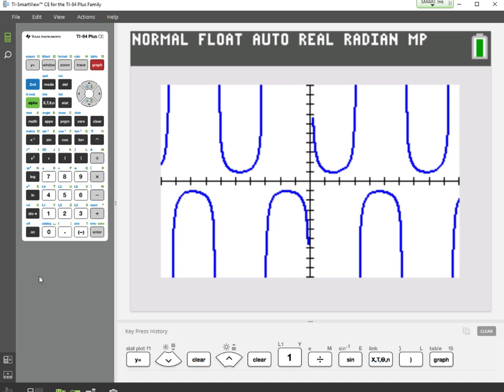Oh, I remember. This is cosine right here. I'm sorry, this is cosecant. This is the function for cosecant. And that's the reciprocal of sine. Okay?